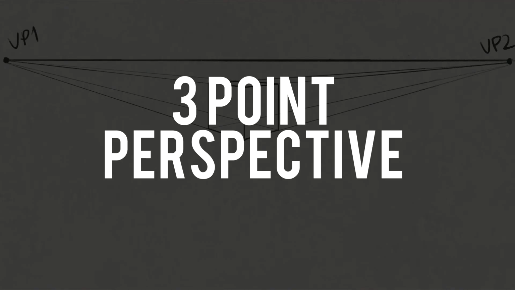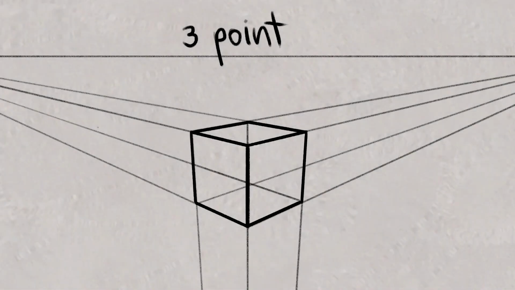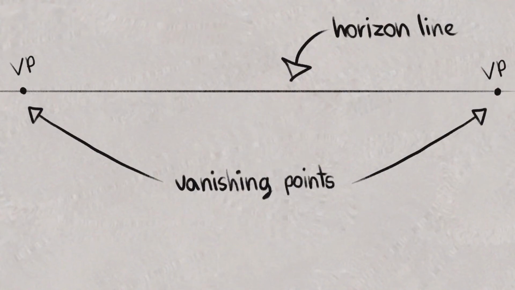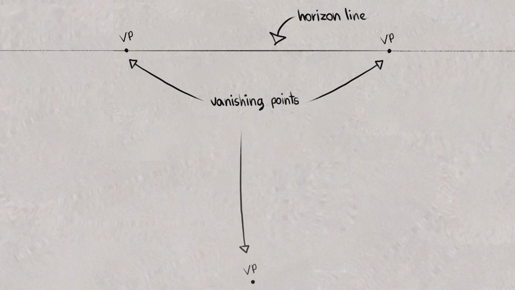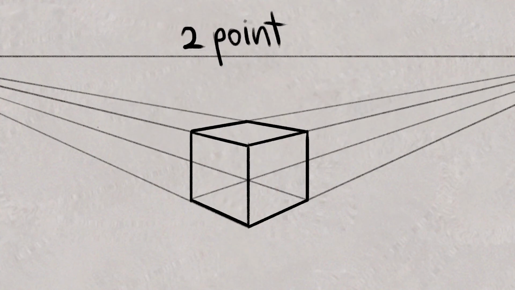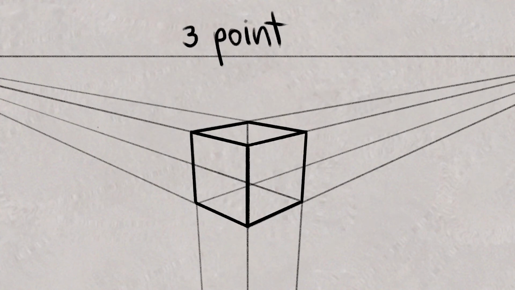Let's take a look at 3-point perspective. You can guess by now, it's called that because it has 3 vanishing points. This one is pretty much like 2-point perspective, except the third one is way above or way below the horizon line near the middle. This vanishing point is going to affect the vertical lines.